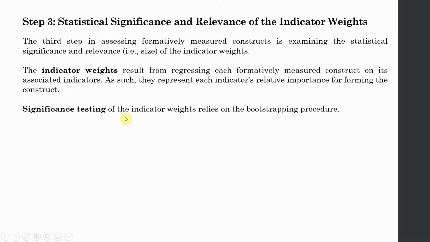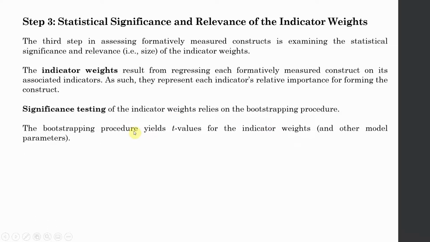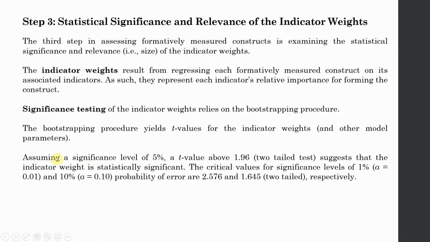Now significance testing of the indicator weights relies on bootstrapping procedure as we just ran, and it will yield t-values. Again, assuming that our level of significance is 5%, the t-value above 1.96 will suggest a significant indicator weight, that is for two-tailed test. However, these critical values for significance levels of 1% and 10% probability error are 2.576 and 1.645 for two-tailed.